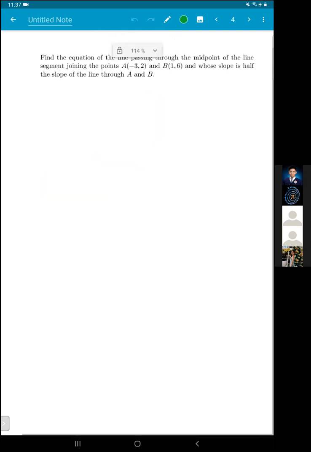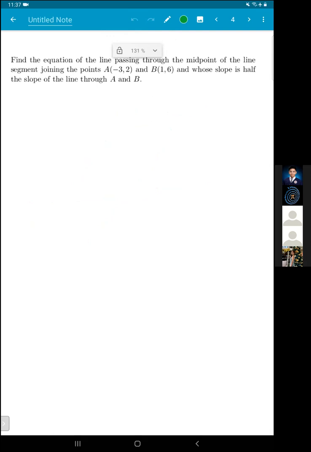So next. Find the equation of the line passing through the midpoint of the line segment joining the points A(-3, 2) and B(1, 6), and whose slope is half the slope of the line through A and B. So medyo direct na ito. So it passes through the midpoint. So parang application lang, no? Direct na paggamit ng mga formulas. So you get the midpoint of AB.